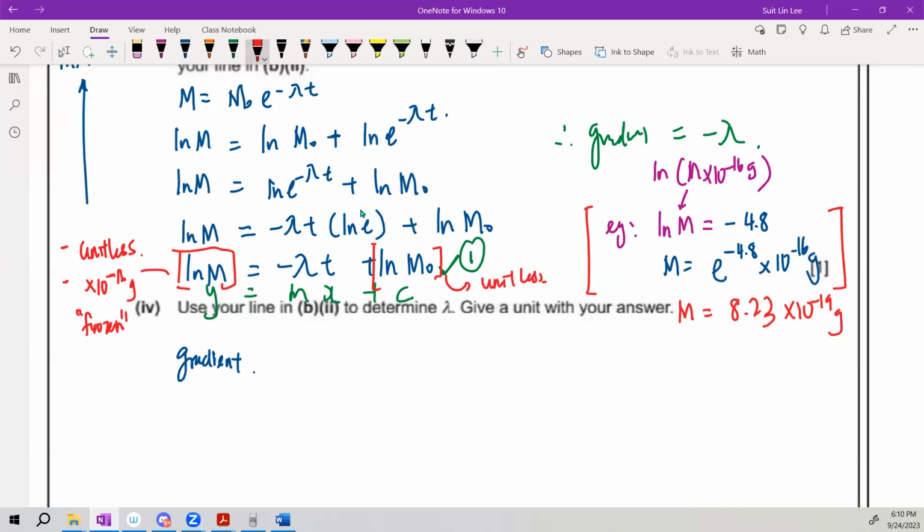Meaning lambda and t should also be unitless, right? So the unit for lambda will be the unit for 1 over t. So the unit for lambda will be equal to, because unitless is 1, right? Second negative 1.